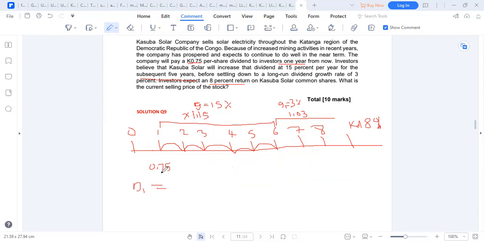So quickly, how do we get D1? 0.75 times 1.15, so D1 will be 0.8625. For D2, just keep multiplying the answer times 1.15. So this will be 0.9919. So these figures are small. D1 is 0.8625, D2 is 0.9919. For D3, we multiply times 1.15 and get 1.1407.